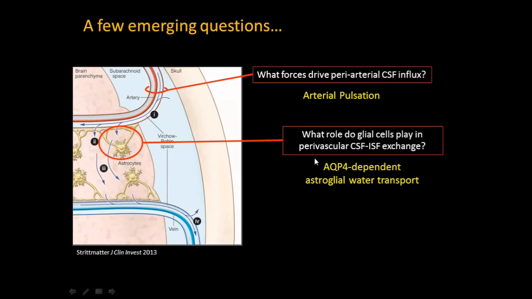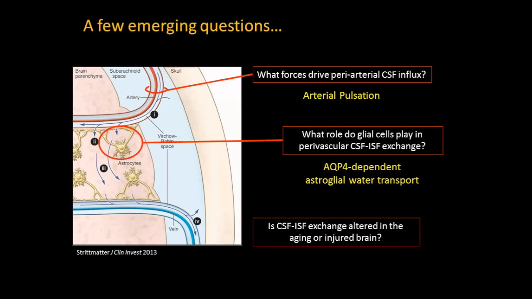So that suggests to us that the aquaporin 4 dependent water transport through these astroglial networks facilitates fluid movement through this pathway and facilitates the exchange of CSF with the surrounding interstitial fluid. And in that process, also facilitates the clearance of solutes out of the brain interstitium. So that's sort of the mechanistic part that I wanted to talk about.